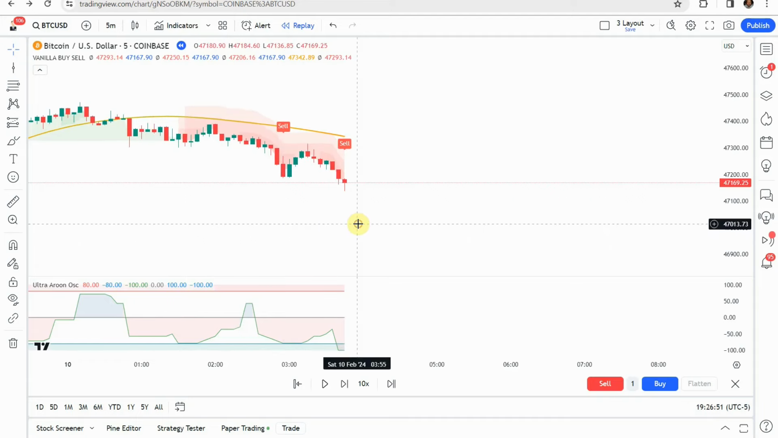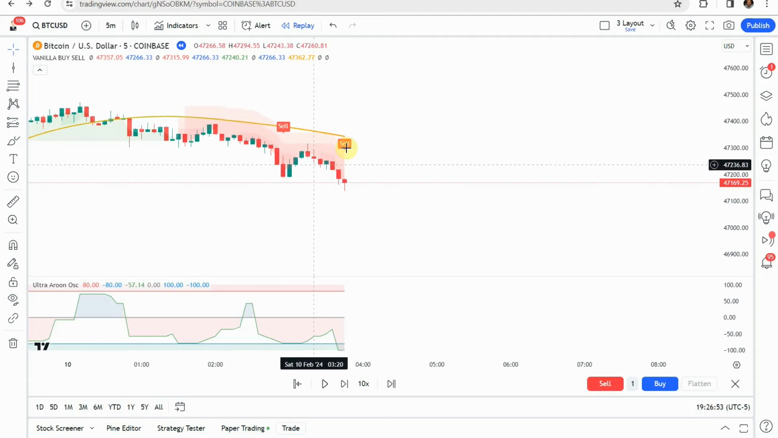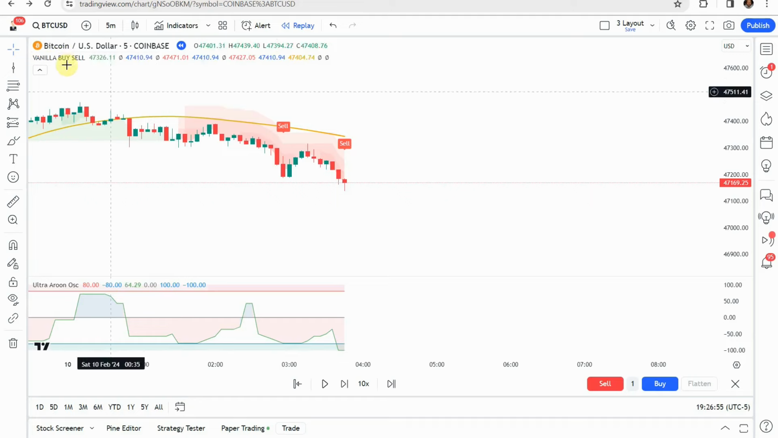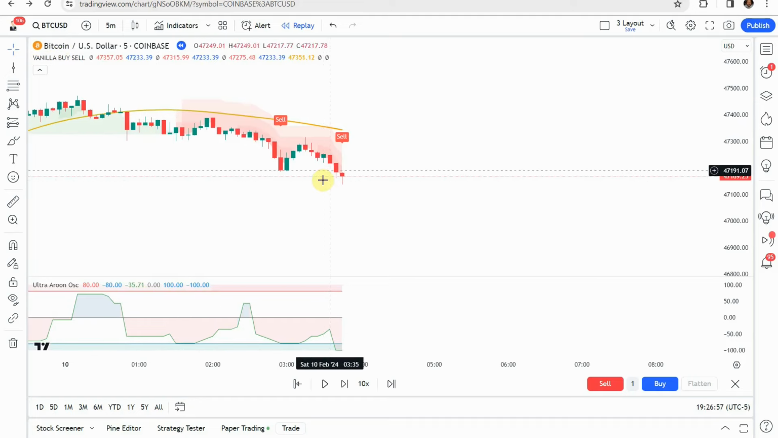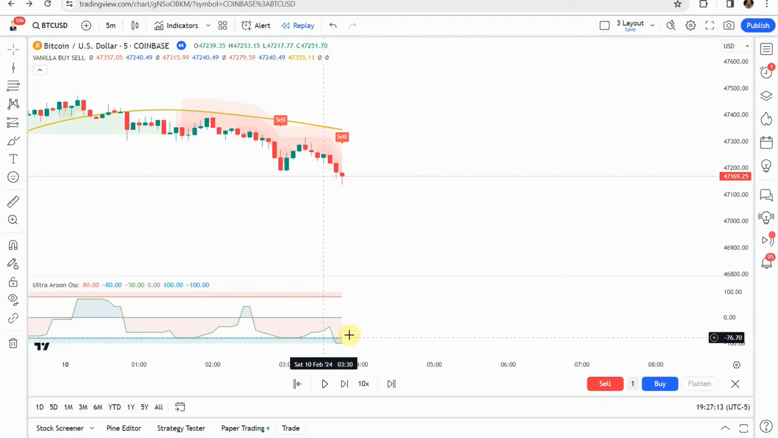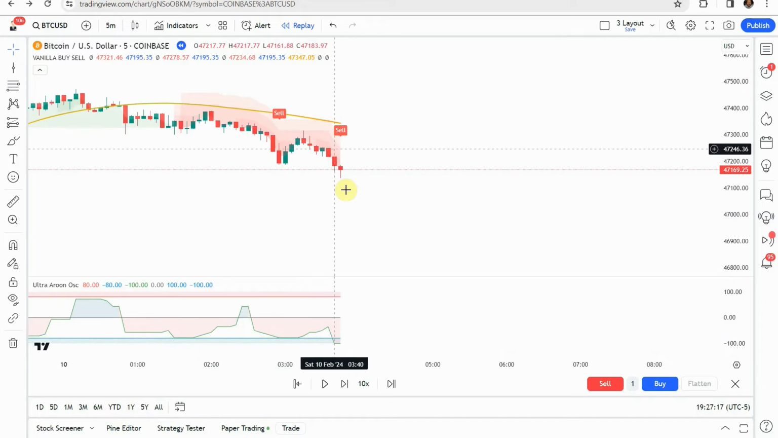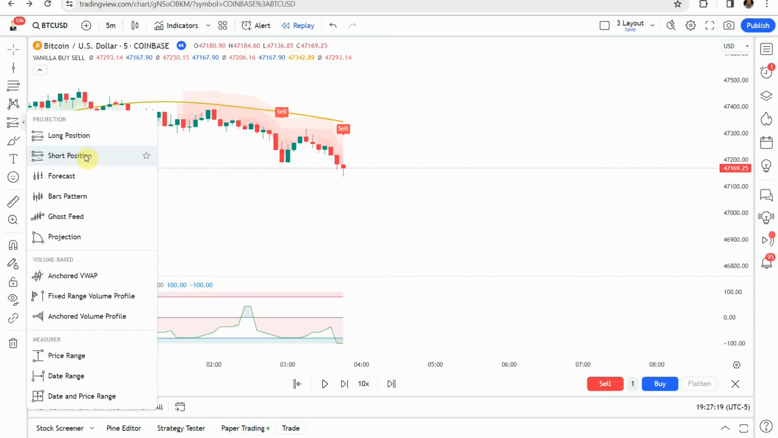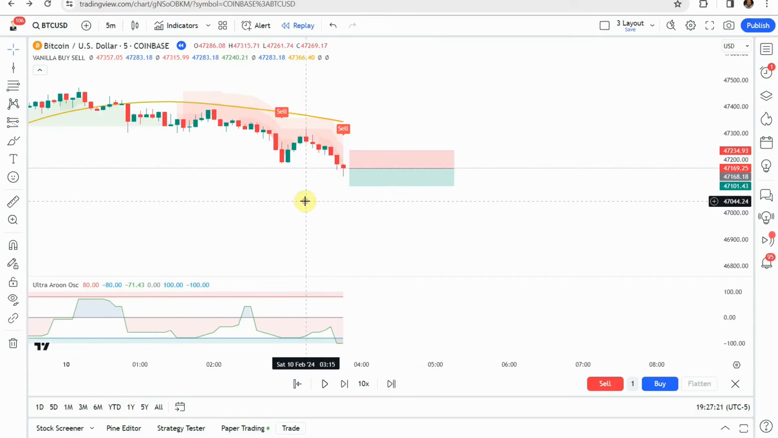And so what we're looking for is when we get a sell signal or a buy signal from the vanilla buy sell indicator. In this case, we're looking for a short. We get the sell signal right here. Then we're going to look down to the ultra rune indicator, and it needs to be below this lower blue line right here. And when those line up there, that's going to be our signal to enter a short trade, like so.